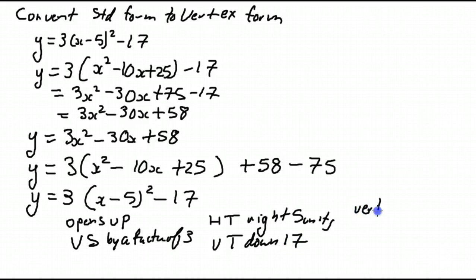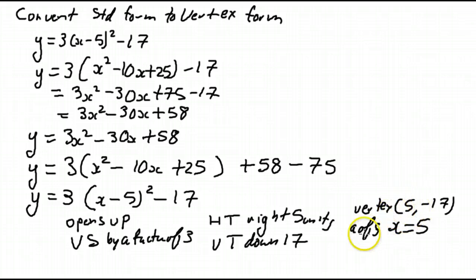That puts my vertex at 5, negative 17. The equation of my axis of symmetry is x equals 5, right? That's x equals p. And so that takes care of our A, our P, and our Q, and allows us to describe, right? Vertex form allows us to make a description. So given the standard form, we convert to vertex form, which allows us to then give a description of this quadratic function.